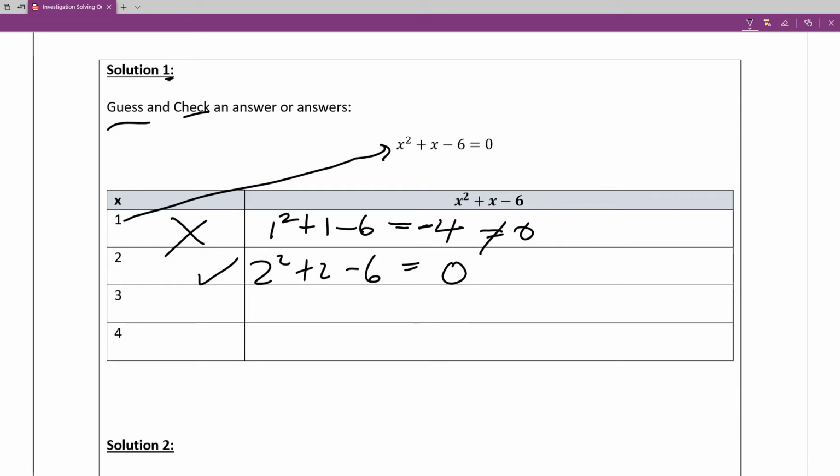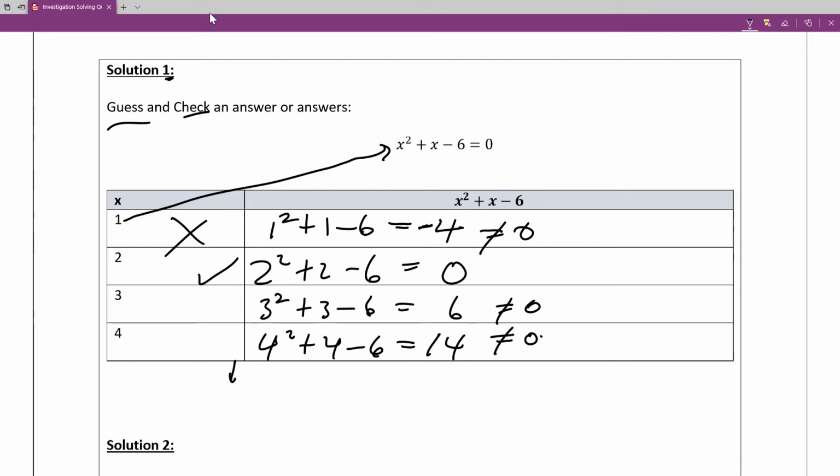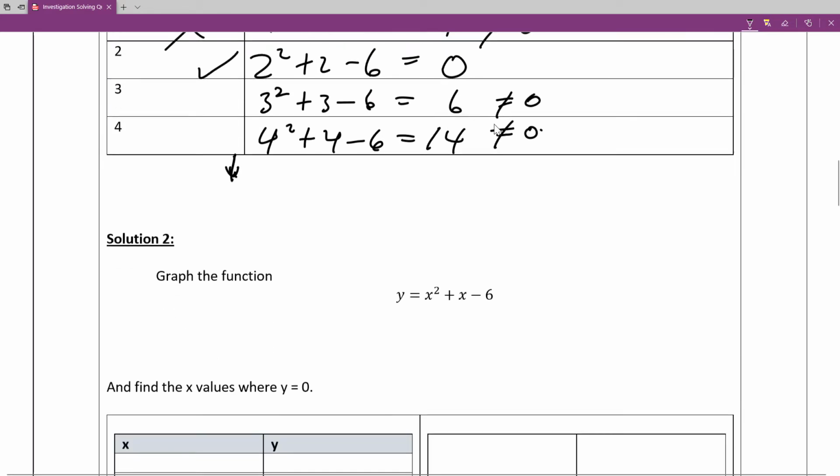So 2 works. How do you know if there's no other number that works? So we keep going. 3 squared plus 3 minus 6, which is 9 plus 3, 12 minus 6 is 6. And then 4 squared plus 4 minus 6, 16, 20, 14. See, this doesn't equal 0, this doesn't equal 0. So you can see that the process becomes very long and very difficult to do if you use the guess and check method. So we're going to stop there and then look at the other ways, okay?